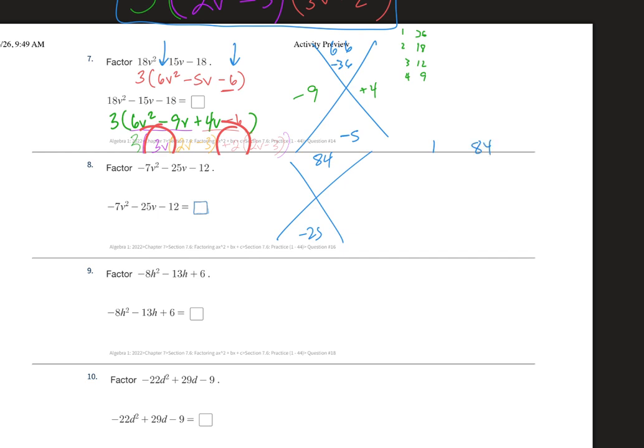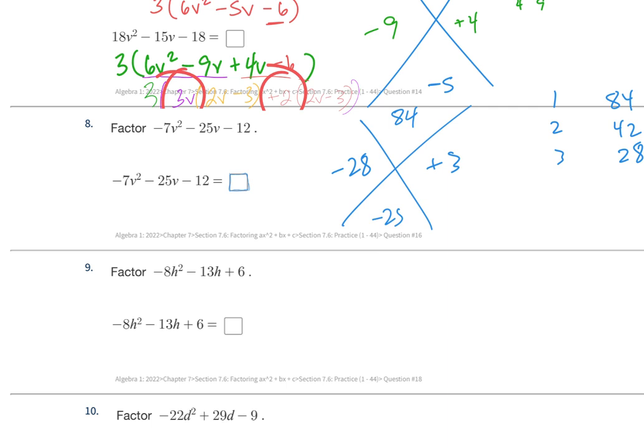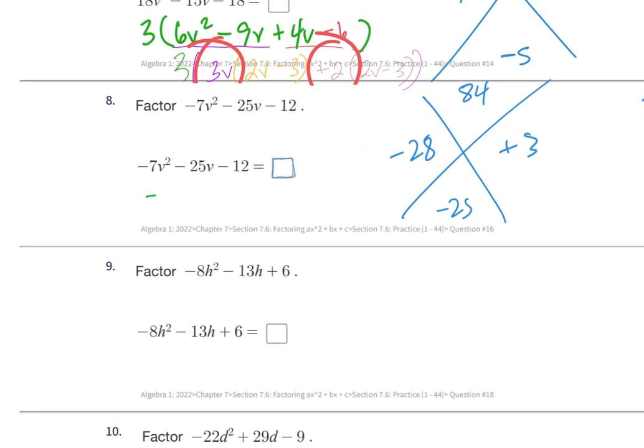1 and 84. 2, 42. 3, let's see, 28. Yep, and that's going to be it too. Negative 28, positive 3. I don't know if you can actually hear my dog or not, so that's why I'm kind of chuckling to myself. He's barking like crazy in the other room. Negative 7v squared minus 28v plus 3v minus 12.